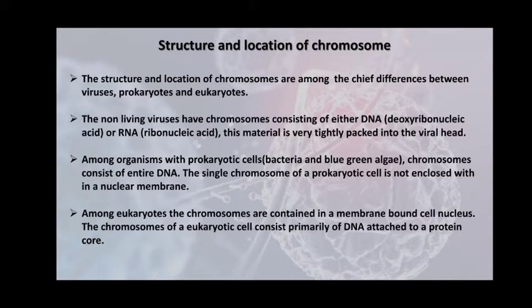On the other hand, the non-living viruses have chromosomes consisting of either DNA, deoxyribonucleic acid, or RNA, ribonucleic acid. This material is very tightly packed into their viral head. Now, in eukaryotes, the chromosomes are contained in a membrane-bound cell nucleus. Chromosomes of a eukaryotic cell consist primarily of DNA attached to a protein core, but they also contain RNA.